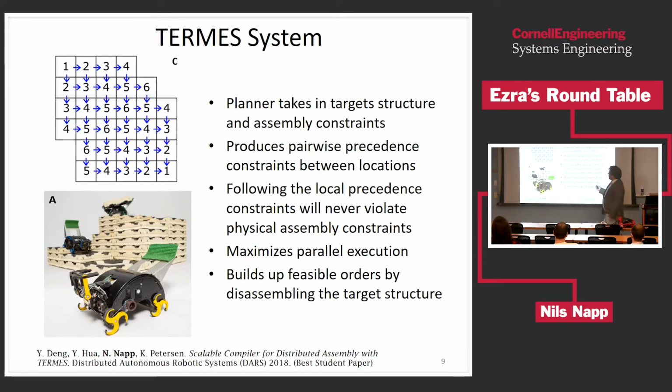In this work, we're breaking this down into pairwise precedence constraints between locations, and these then form a directed acyclic graph that we can also describe as a partial order. I'm going to talk more about that in a couple slides. We can generate these rules relatively efficiently in such a way that they also maximize the parallelism. By that I mean there are as many ways as possible to go through the system so that as many robots as possible can make progress building this shared structure.